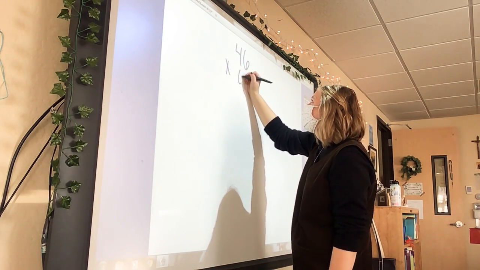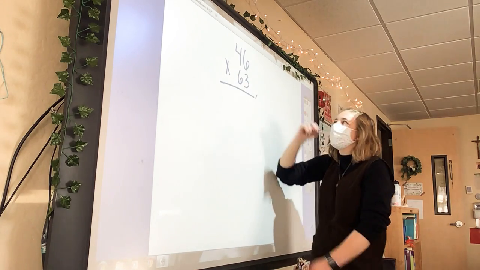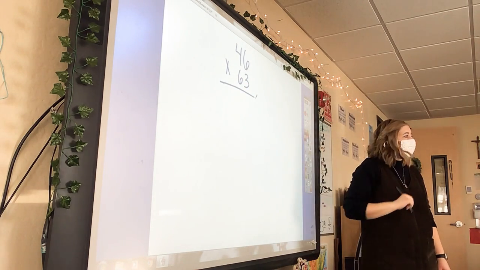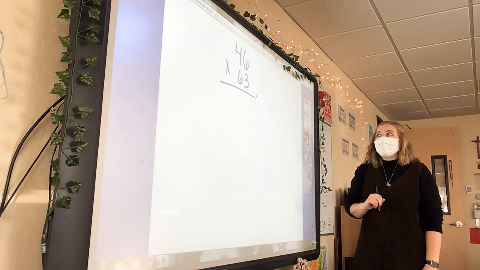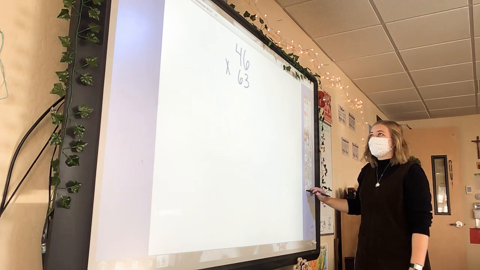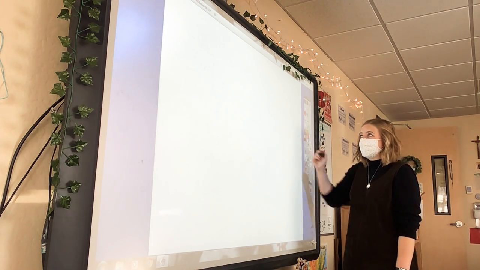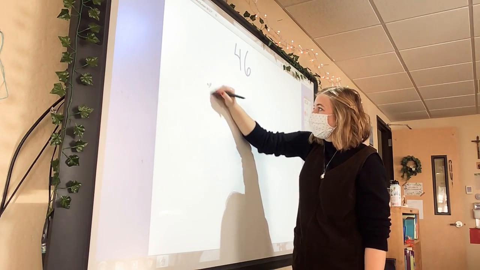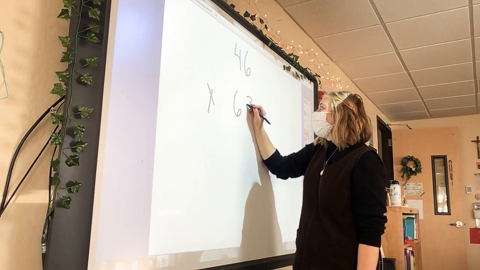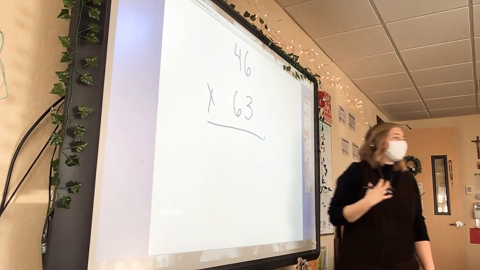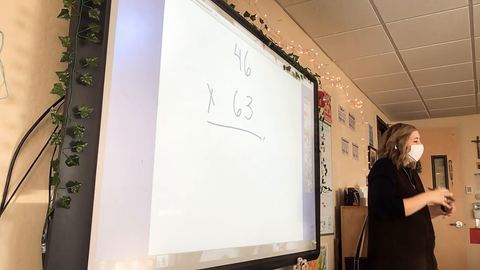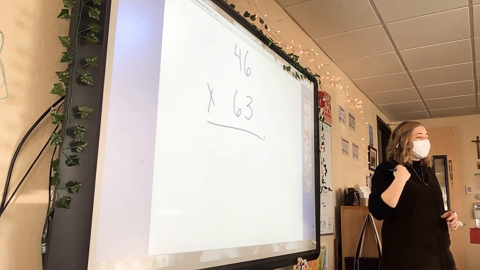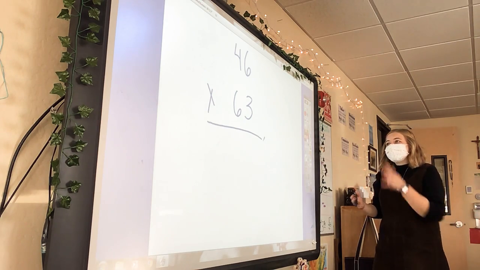Okay, 46 times 63. If I had it the other way around, would it matter? No, it would not. Okay? All right. Actually, I wanted to write that a little bigger. I'm going to be drawing a bunch of arrows and stuff, so that's why I want to do it a little bigger, okay? So anyway, 46 times 63.